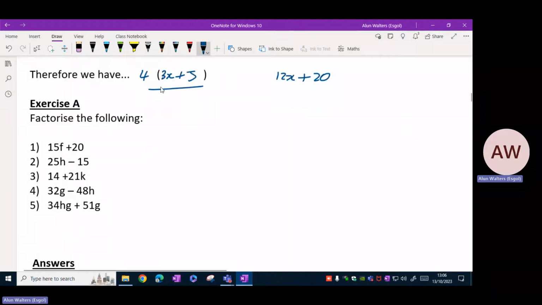Okay, so there are 5 questions there. I'd like you to factorise those. And when you are complete, you should press play and I'll go on and show you the answers. Okay, so pause the screen and have a go at it.